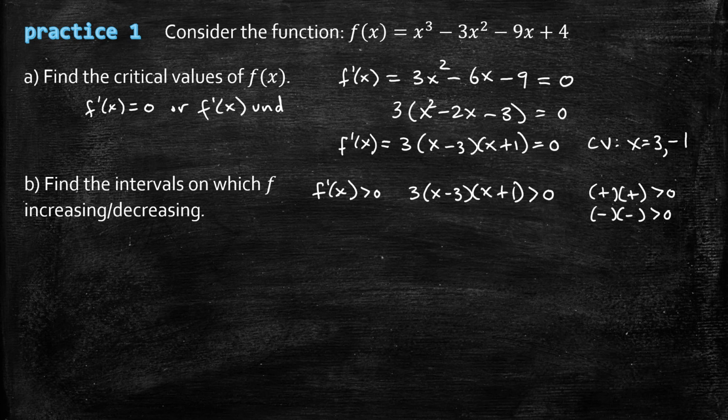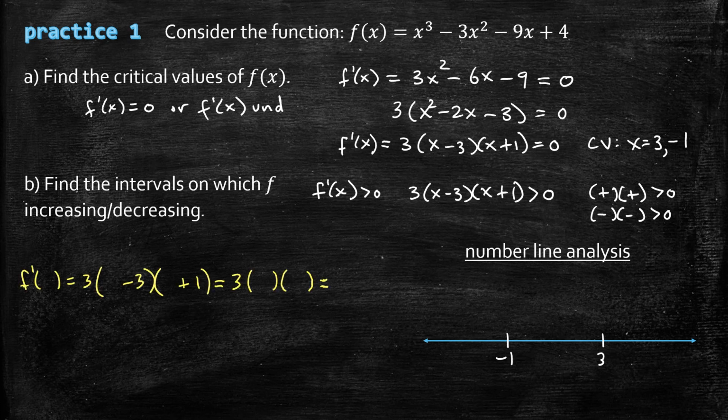There are a lot of moving parts here when trying to solve this algebraically. So a much better choice is to use what's called number line analysis. In number line analysis, you plot the critical values on a number line, so -1 and 3. Then you consider the intervals that -1 and 3 create, and you test values to see whether f prime is positive or negative.